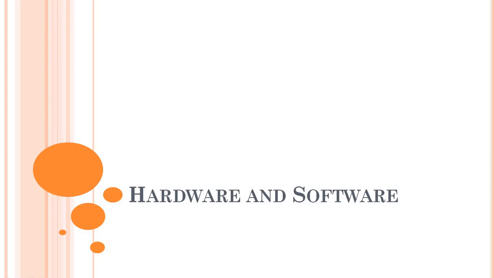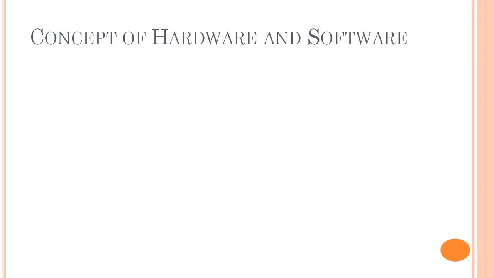Hello students, in the previous class we have learned about different computer memories. We have also learned about different memory units. Today we are going to study what is hardware, what is software. After that we will learn about different categories of software. After we have learned about the categories of software, we will also learn different types of software. So let us start with hardware.